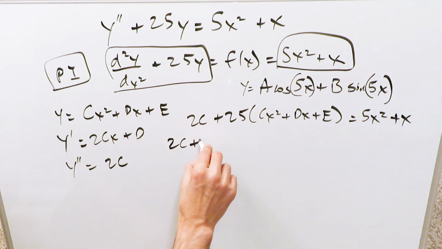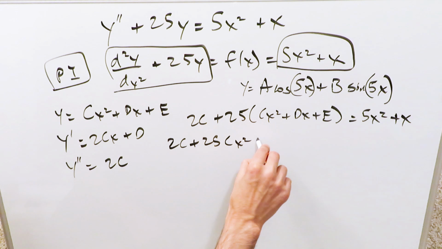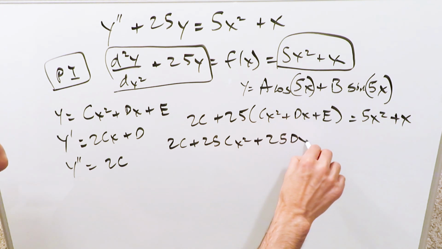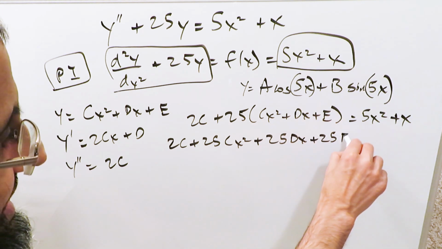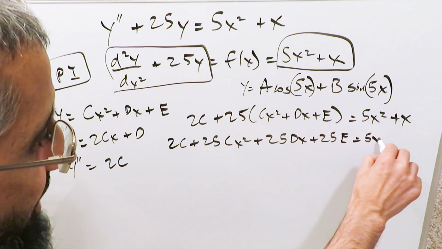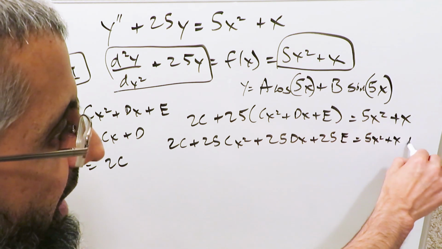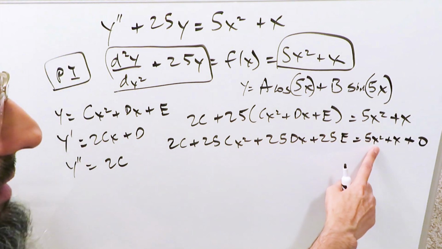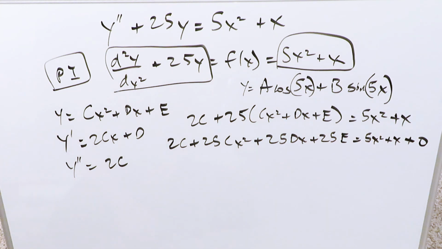I have 2c plus 25cx squared plus 25dx plus 25e is equal to 5x squared plus x, and I'm bringing in a 0. I have a quadratic, a linear, and a constant term. That's 0. Don't forget it. Look at your quadratic terms. We'll solve these one by one: the values of c, d, and e.